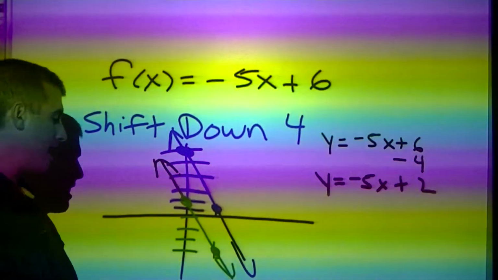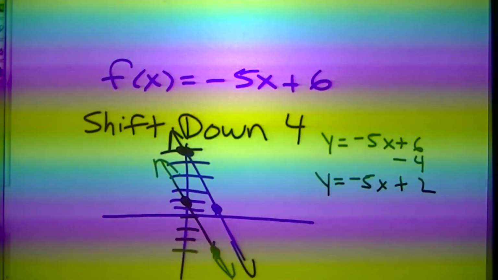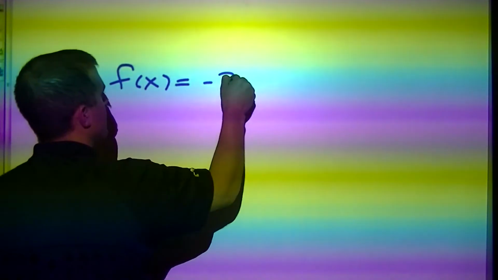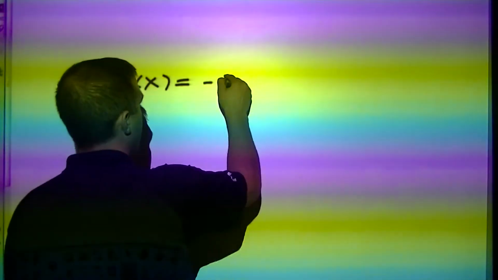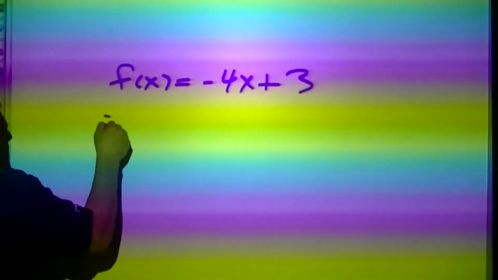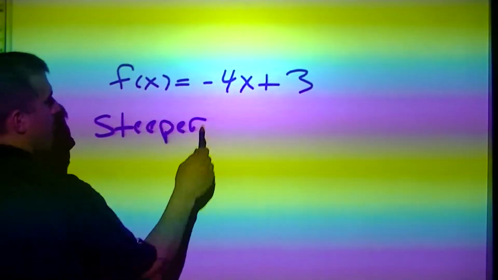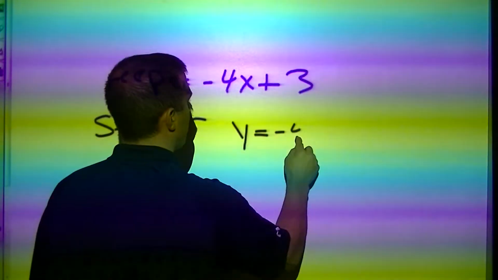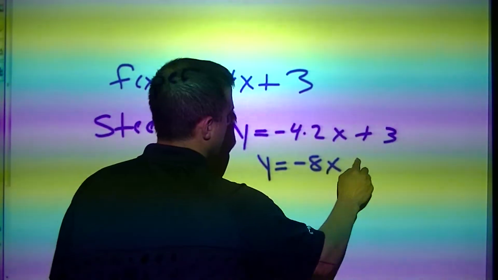Okay? And let's go ahead and do one more one of these. Let's say I have f of x equals negative 4x plus 3. Let's say it said make it steeper. Well, what you can do is multiply that number by 2. So y equals negative 8x plus 3.